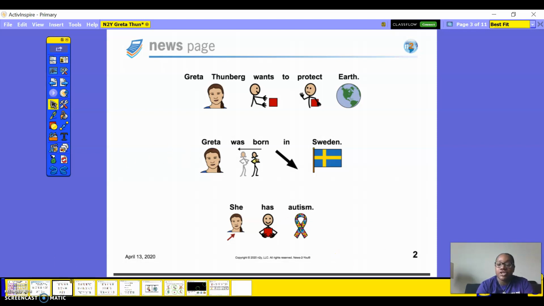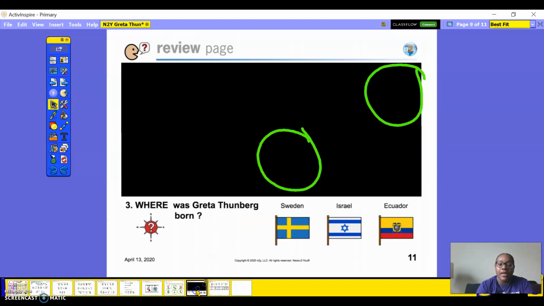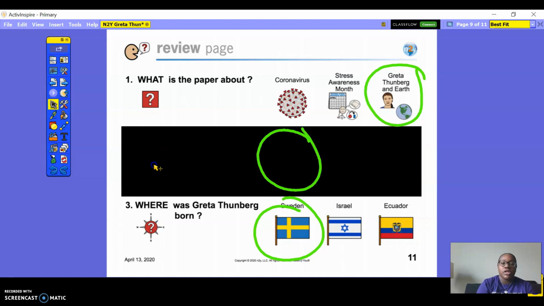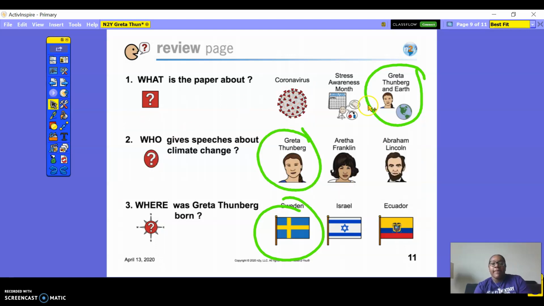So right here on page 2, it says Greta was born in Sweden. So if we go back to that review page, where was Greta Thunberg born? She was born in Sweden. Awesome. So what I want you to do, I want you to look at your paper and make sure that you have all of the same answers that Miss Bankett does.